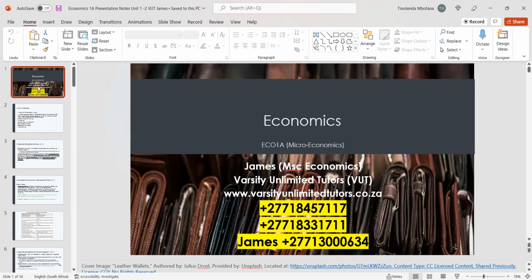Okay, so those are our numbers. Mine is the last one, the one that says James, at 071 3000 634. But any one of those numbers, someone will respond to you.